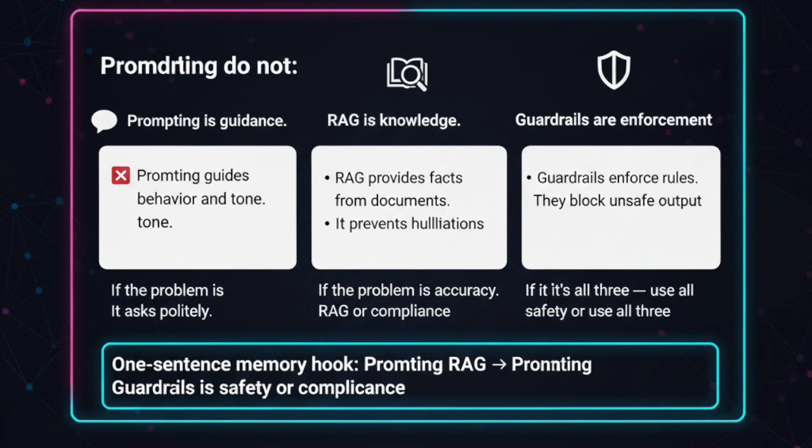Prompting vs guardrails vs RAG. These are 3 different layers. Prompting guides behavior and tone. It asks politely. RAG provides facts from documents. It prevents hallucinations. Guardrails enforce rules. They block unsafe output. One-sentence memory hook: prompting is guidance. RAG is knowledge. Guardrails are enforcement. If the problem is tone, prompting. If the problem is accuracy, RAG. If the problem is safety or compliance, guardrails. If it's all 3, use all 3.